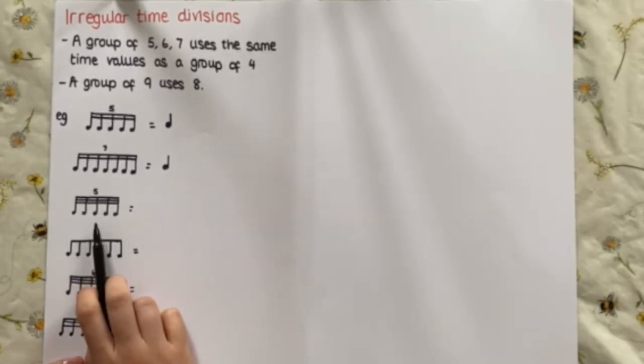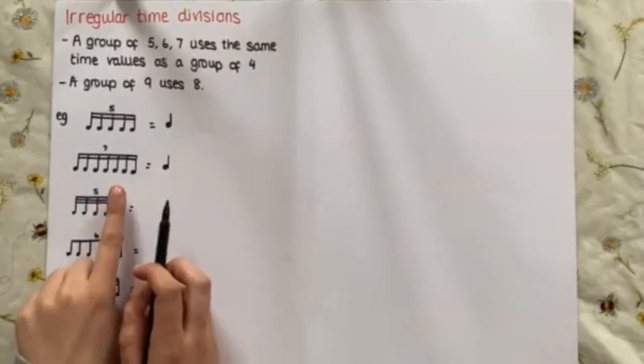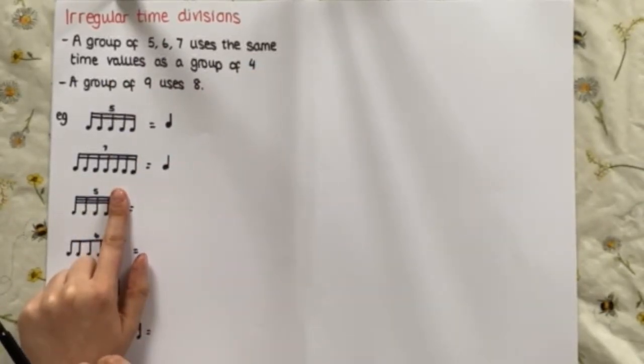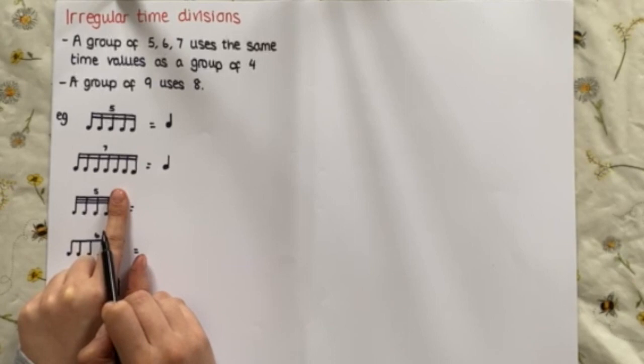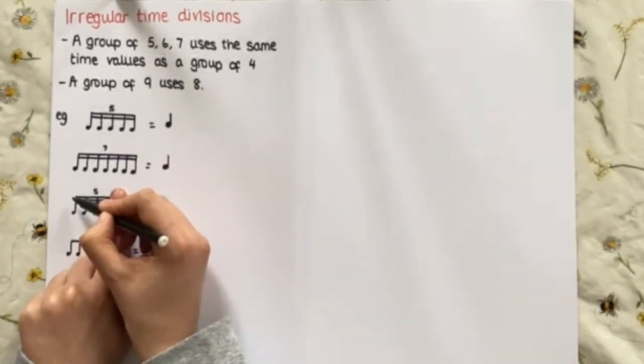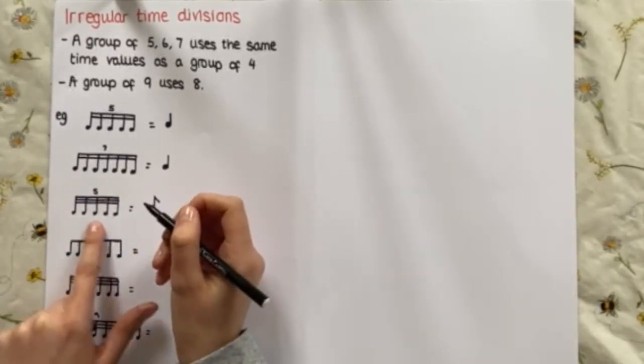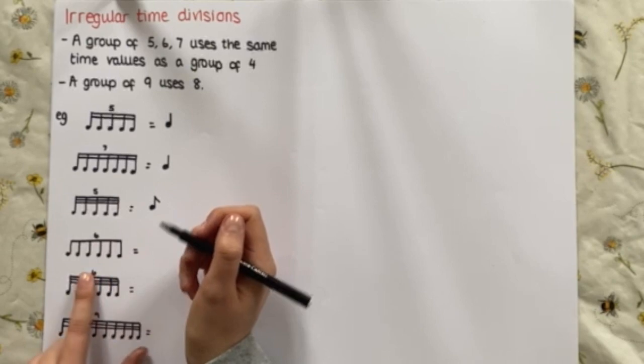Here we've got 5 demi-semiquavers. Again, 5 uses the same as a group of 4. So we chop that off and we've got 4 demi-semiquavers. So that adds up to, we've got 1 semiquaver, 2 semiquavers, which equals a quaver. So we need to play 5 notes in the time of a quaver.